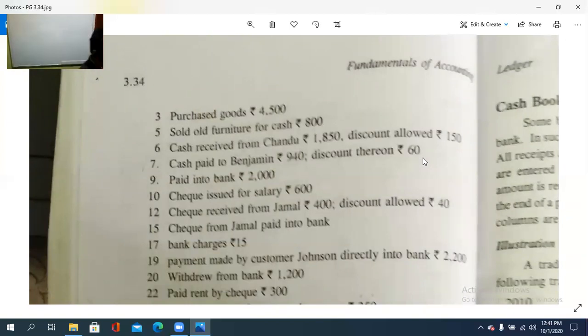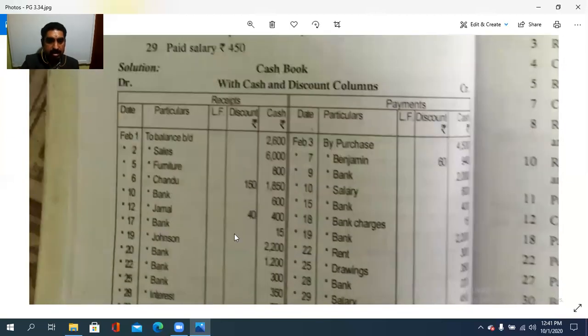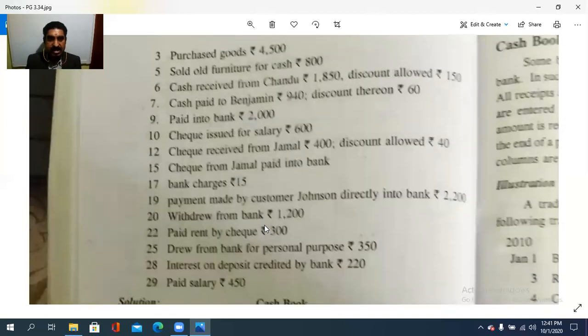So check is to be received from Jamal. Received from Jamal, isn't it? So cash account debtor to Jamal, isn't it? So to Jamal 400 and 40 is the discount allowed. Look, this is the one, 40 and 400. Next entry, check from Jamal paid into bank. The check received from Jamal is deposited. So bank account debtor to cash. So by bank, isn't it? By bank 400.